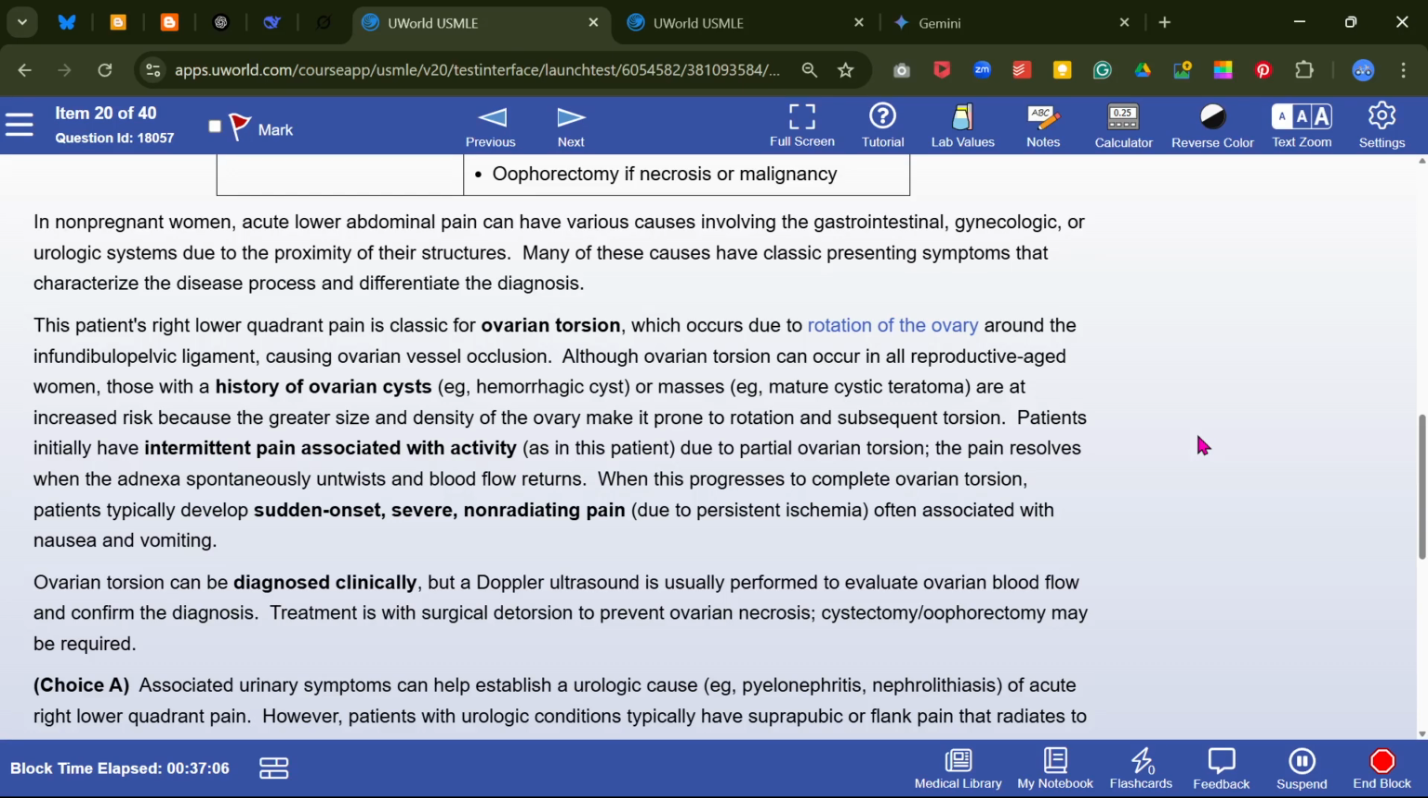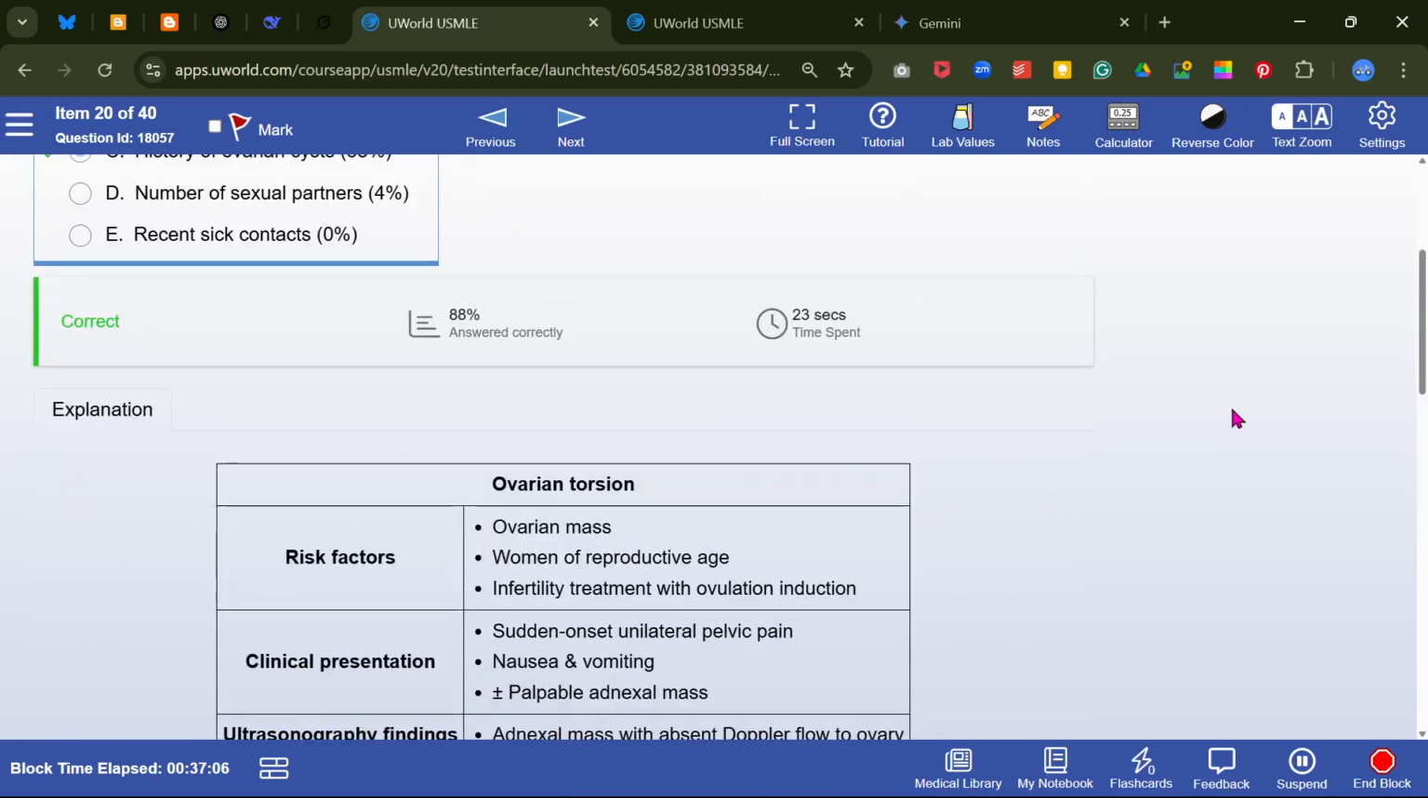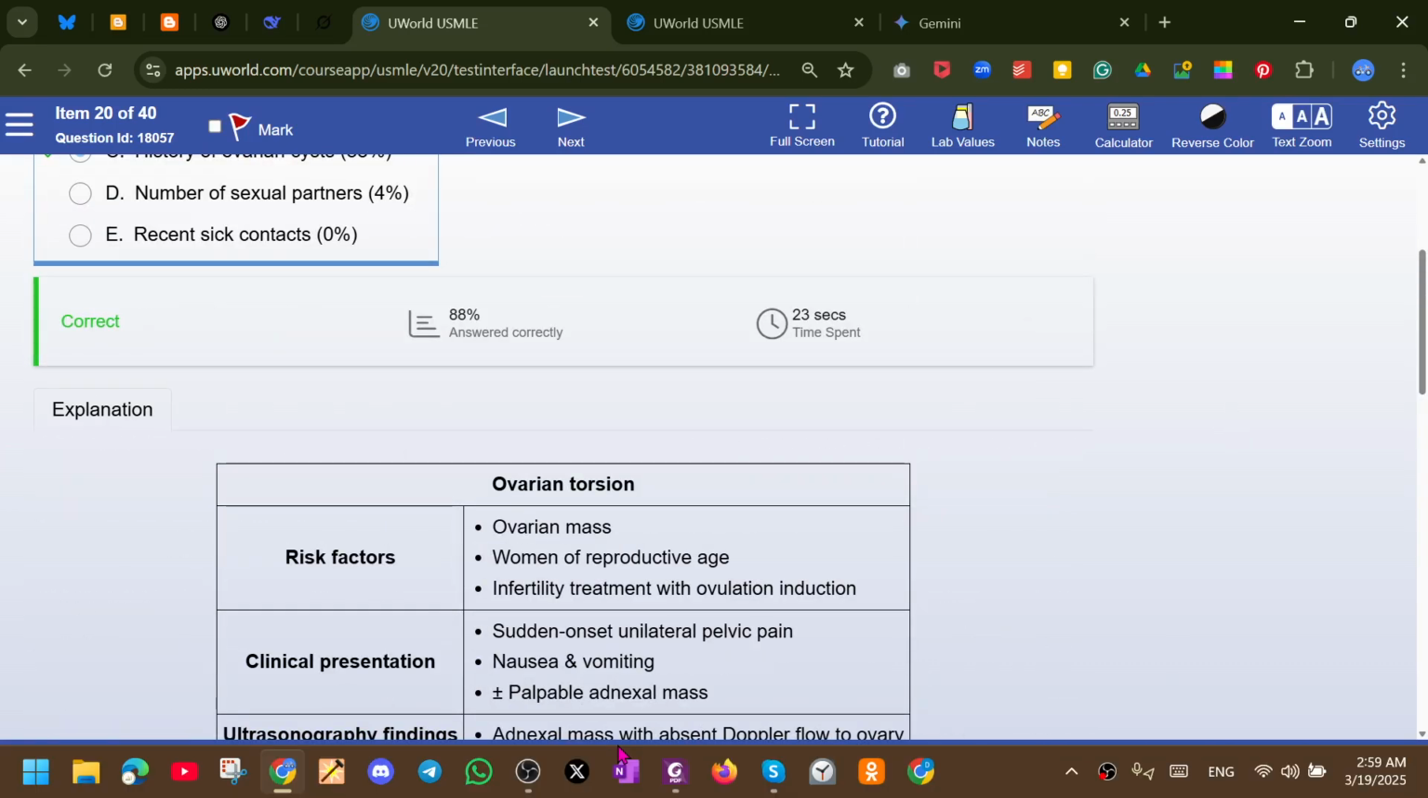Ovarian torsion can be diagnosed clinically, but a Doppler ultrasound is usually performed to evaluate ovarian blood flow and confirm the diagnosis. Treatment is with surgical detorsion to prevent ovarian necrosis, and cystectomy and oophorectomy may be required. Okay.